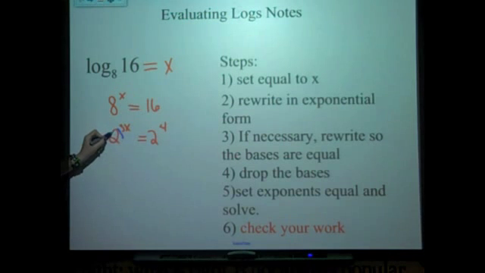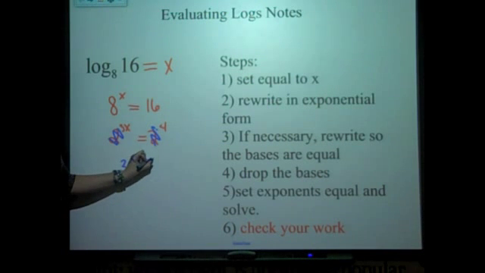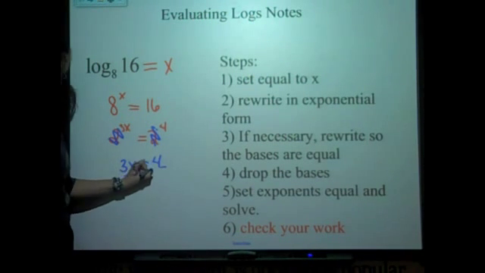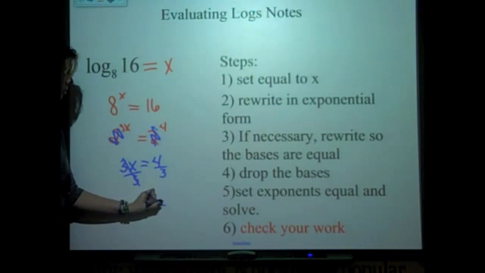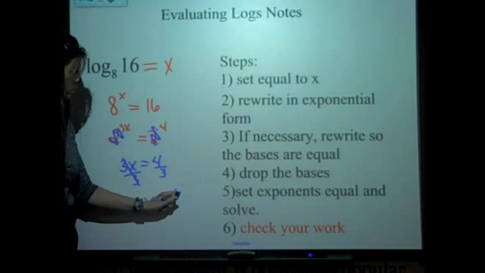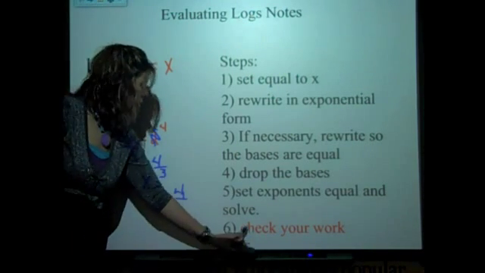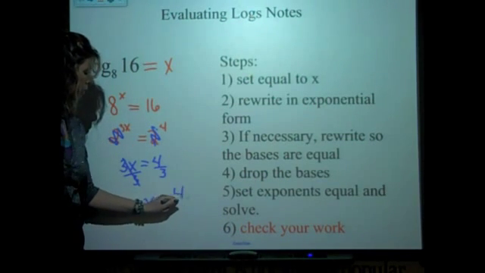So I'm going to pretend that these aren't here, and I'm going to say 3x equals 4. So now solving, what do I have to do? I have to divide by 3. So x is equal to 4 over 3.